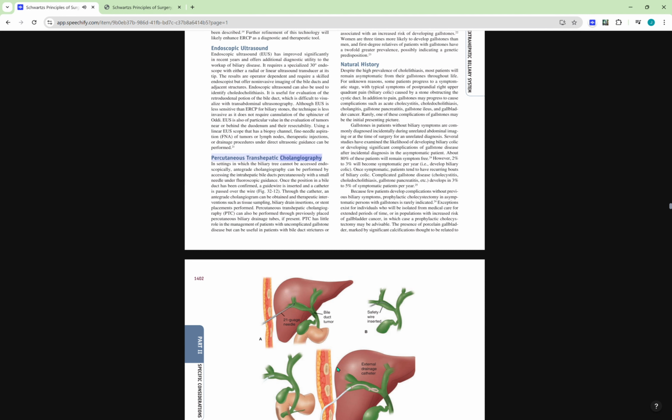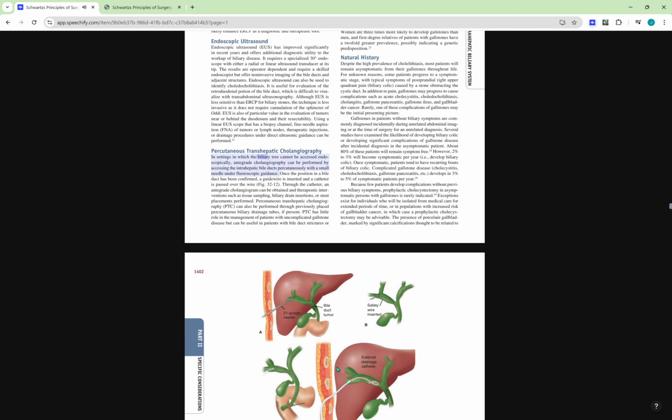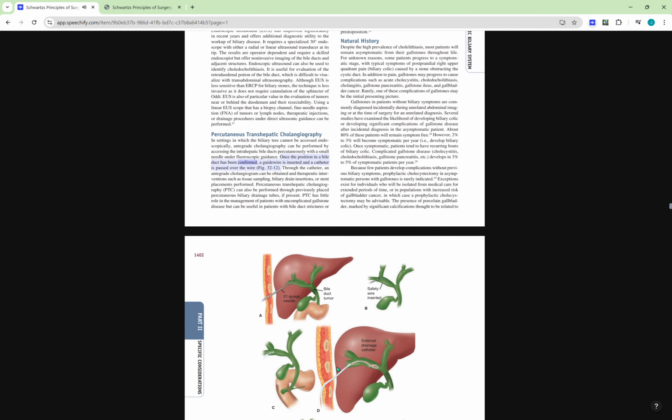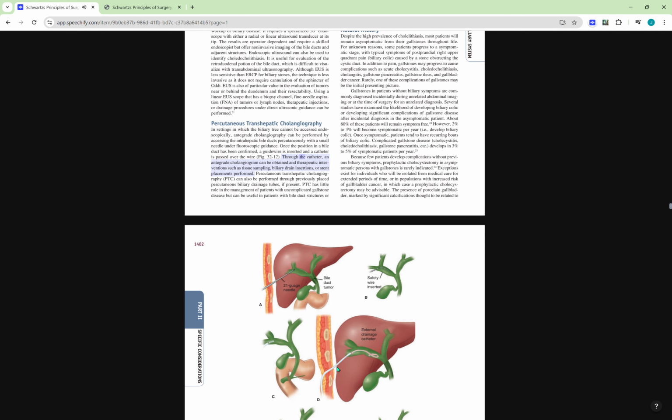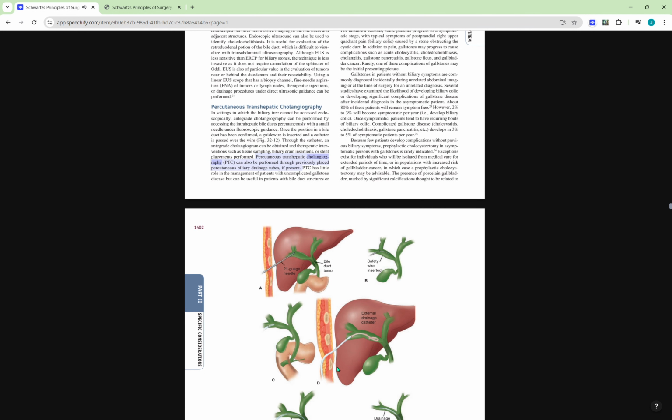Percutaneous transhepatic cholangiography, in settings in which the biliary tree cannot be accessed endoscopically. Antegrade cholangiography can be performed by accessing the intrahepatic bile ducts percutaneously with a small needle under fluoroscopic guidance. Once the position in a bile duct has been confirmed, a guide wire is inserted and a catheter is passed over the wire. Through the catheter, an antegrade cholangiogram can be obtained and therapeutic interventions such as tissue sampling, biliary drain insertions, or stent placements performed. Percutaneous transhepatic cholangiography can also be performed through previously placed percutaneous biliary drainage tubes if present.